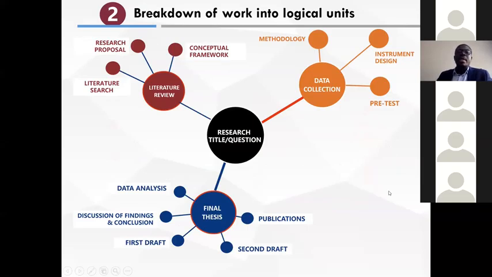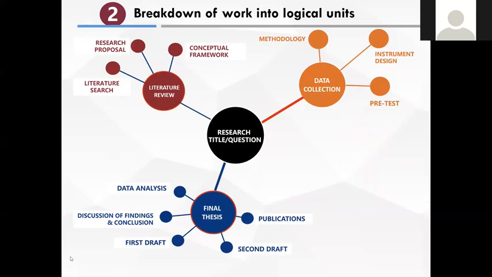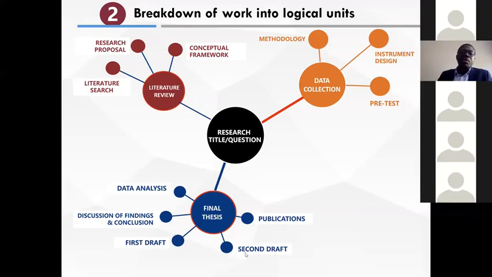So, secondly, you break down your work into its logical units as part of the planning process. Once you've been able to come out with your research problem and the focus, the next thing you have to do is to break the work down. And for me, there are three main areas that you have to focus on. The first is obviously the literature review. And it starts right from the proposal writing and the literature search. You have to search for literature from different sources.